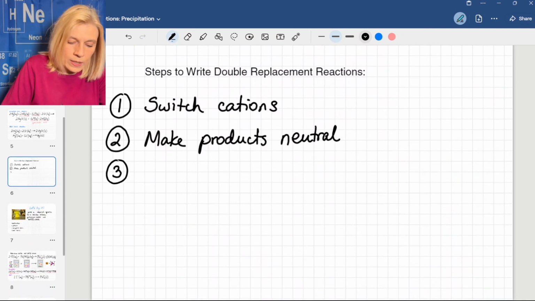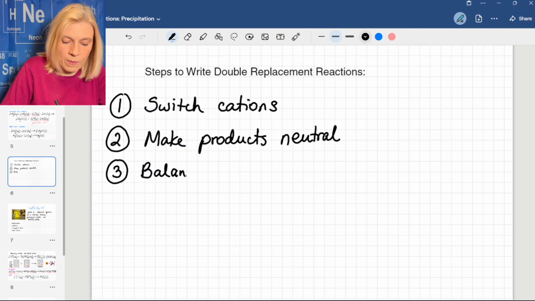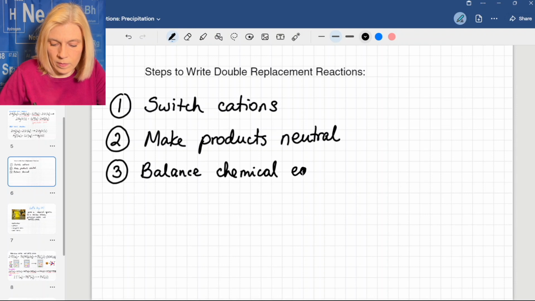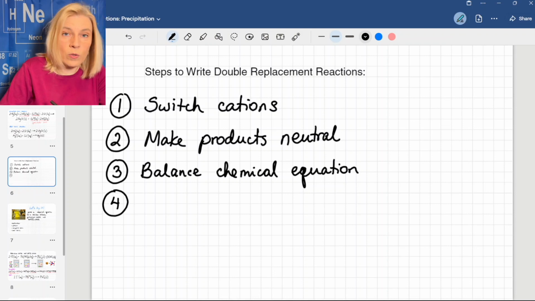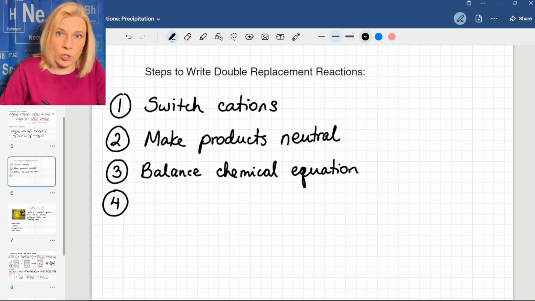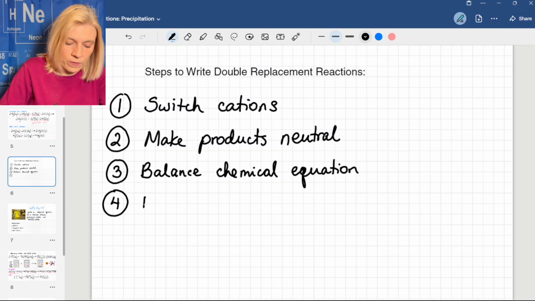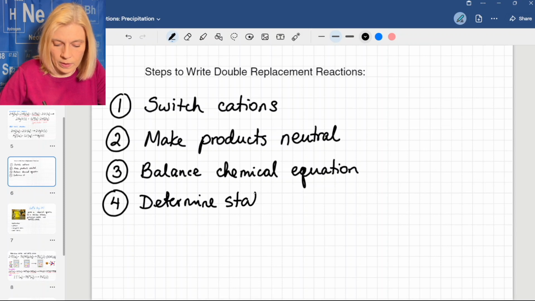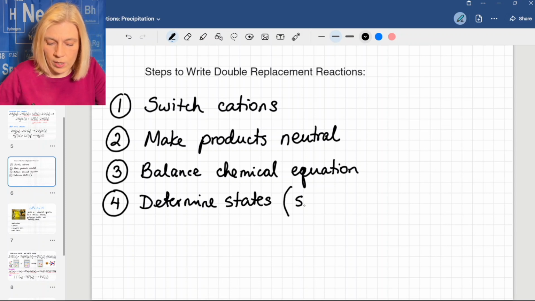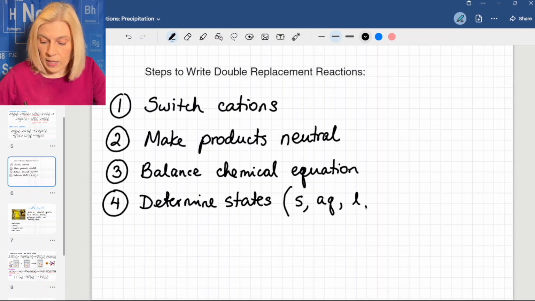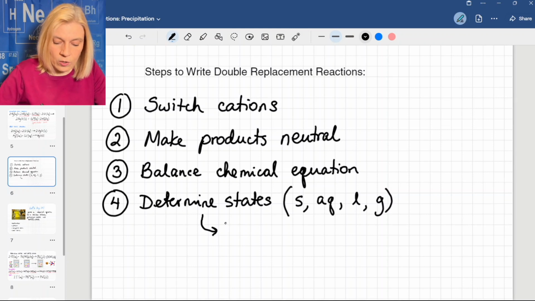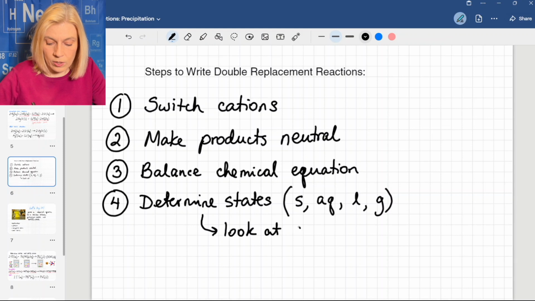Number 3, you're going to balance the chemical reaction. Number 4, you're going to look at your solubility rules and predict what is the solid. So you're going to determine the states. And by this means what's solid, what's aqueous, maybe liquid or gas. So you're going to determine the states. How? You're going to look at solubility rules.